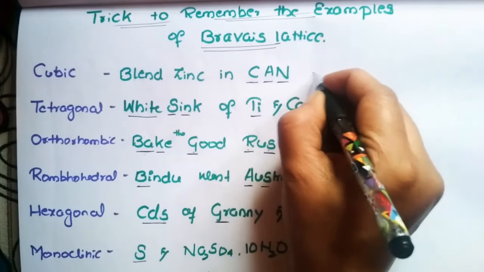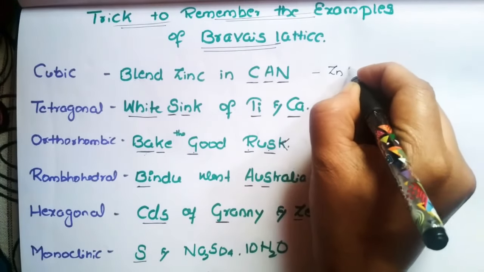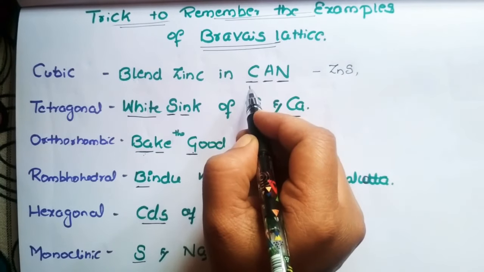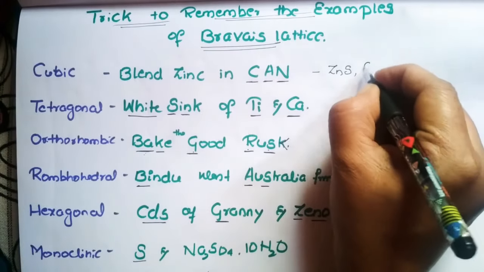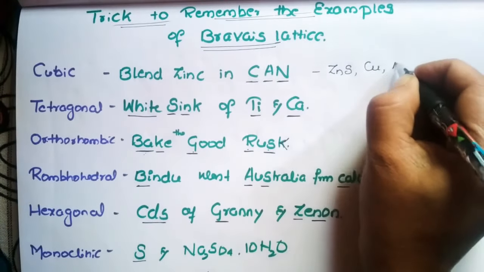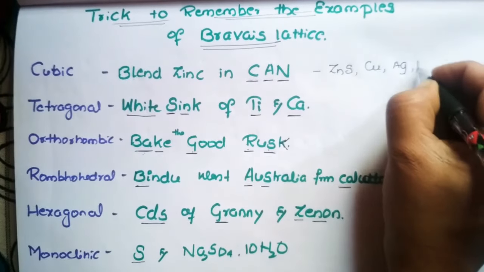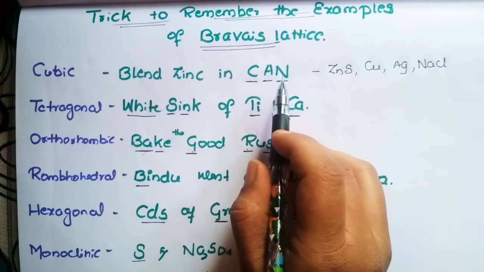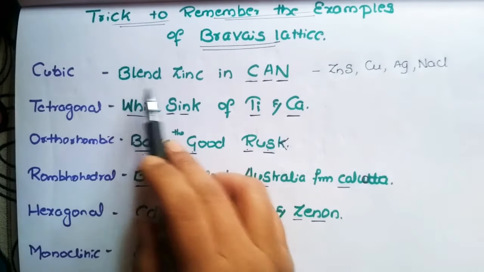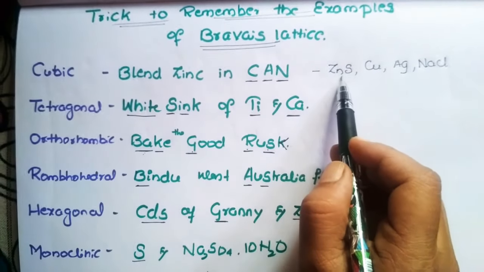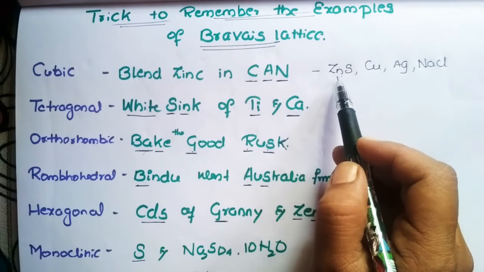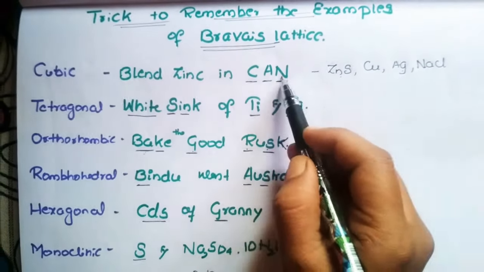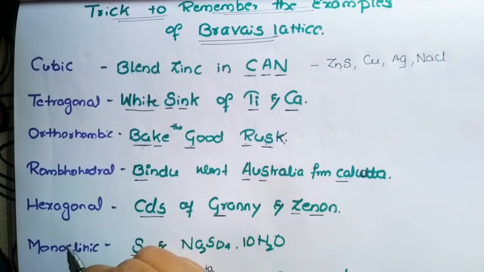Blend zinc is nothing but zinc blend, one of the ores of zinc. And CAN, as I've underlined here: C means copper, A means silver, and N means sodium chloride. Don't think that N means nitrogen, it is sodium chloride. So blend zinc in can: zinc sulfide, that is nothing but zinc blend; C is copper; Ag is silver for A; N means NaCl. These are the examples.